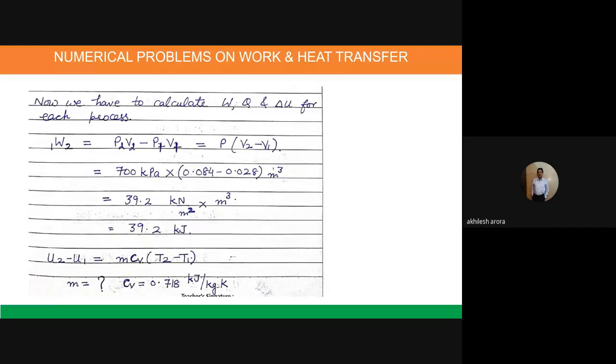Just try to complete this numerical problem. Now I have written all the equations here, how to calculate the various values. You have already understood the concept of the first law of thermodynamics, and you know how to calculate the values of work transfer, heat transfer, and change in internal energy. Once you know all the values of pressure, volume, and temperature at 3 state points, you can easily calculate the values of work, heat transfer, and delta U. So this is what I have depicted here in this problem.